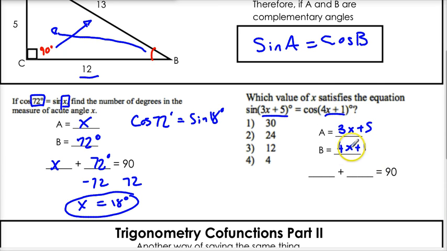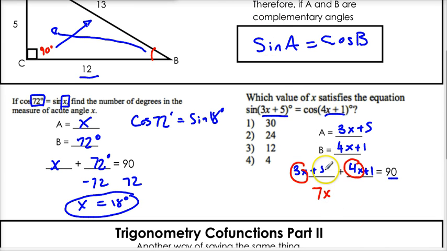And remember, the key fact here is that A plus B have to be complementary, meaning they add up to 90. So we're going to set up an equation, which is 3x plus 5 plus 4x plus 1 equals 90. Well, let's test out your algebra skills. You always combine like terms if they're on the same side. So we have 3x and 4x, which can be combined to make 7x.